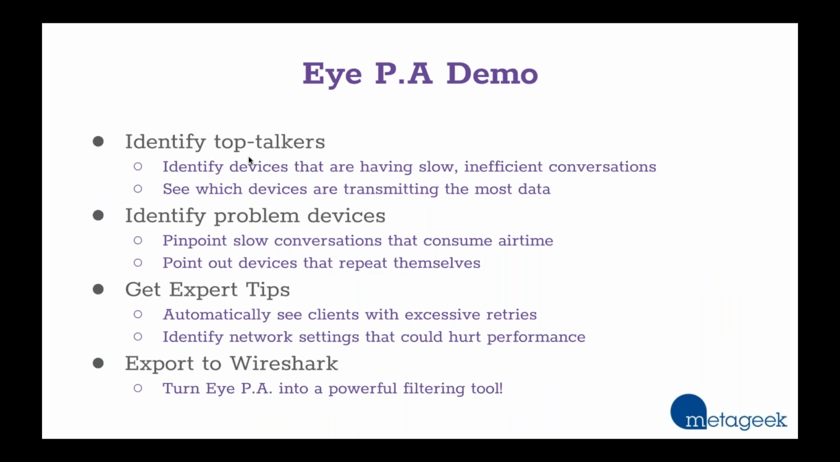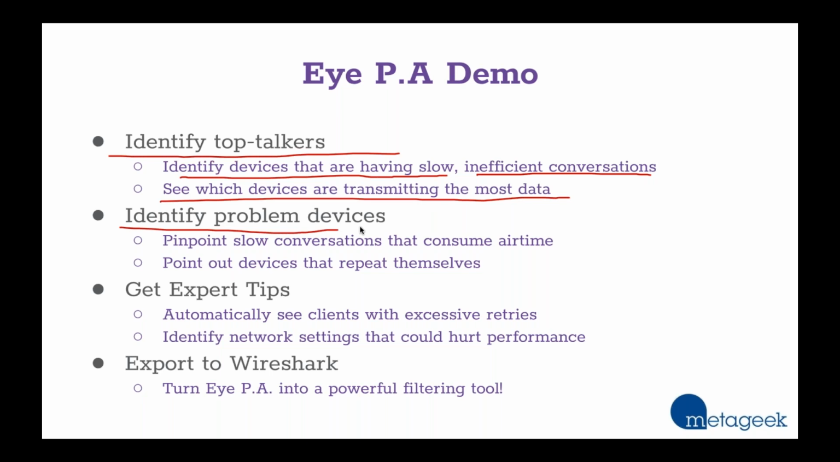IPA has some really, really great features that I want to show you. One of my favorites is that it shows you top talkers. It can help you identify devices that are having slow and inefficient conversations, and you can see which devices are transmitting the most data. It can also help you identify problem devices. It can help you pinpoint slowed conversations that are consuming all of your airtime, and it'll also automatically point out devices that are repeating themselves. It'll actually call those devices out.